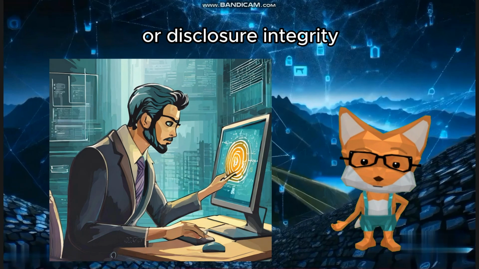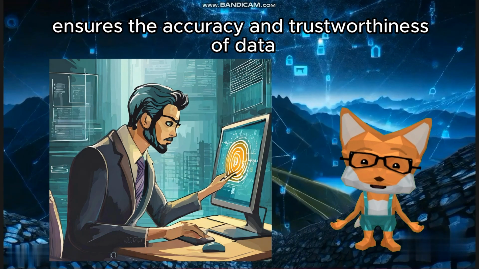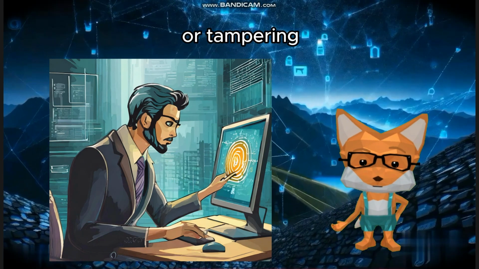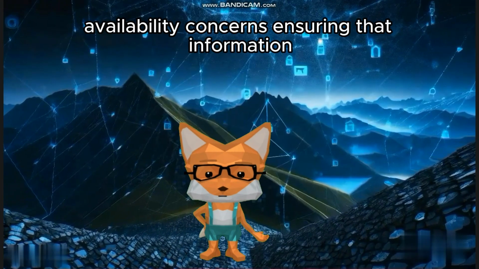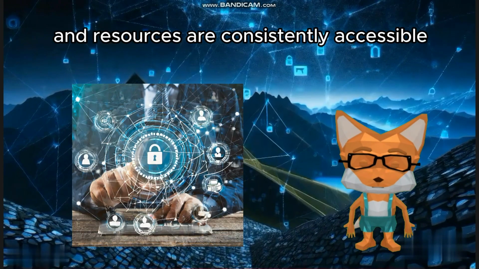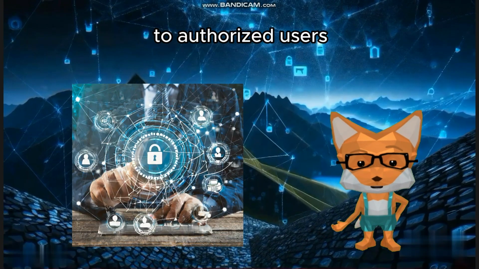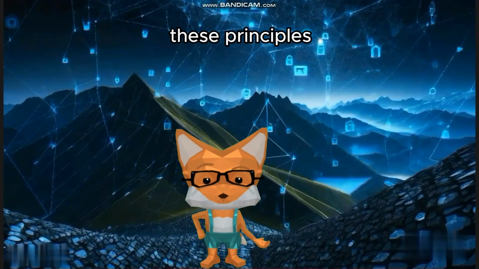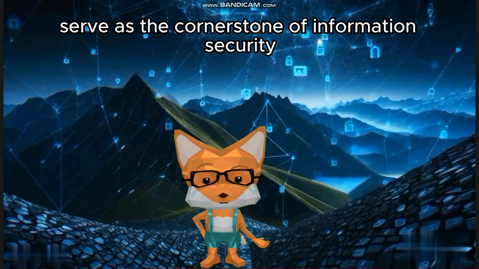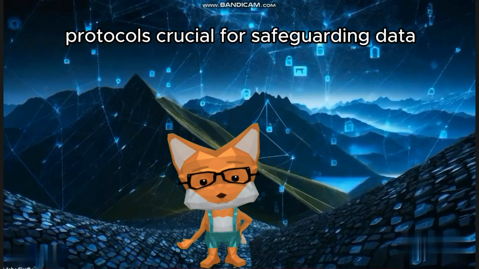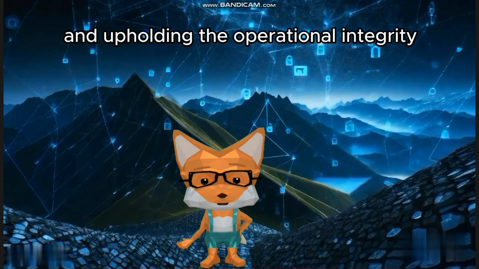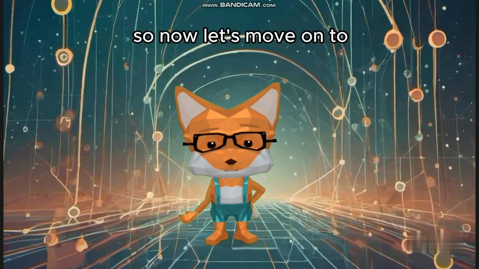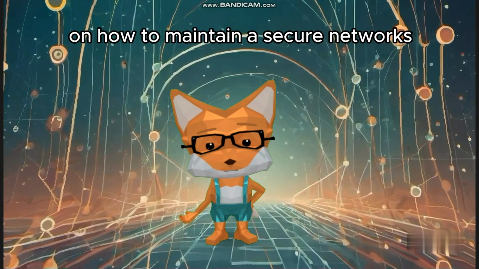Integrity ensures the accuracy and trustworthiness of data by guarding against unauthorized alterations or tampering. Availability concerns ensuring that information and resources are consistently accessible to authorized users without any disruptions or denial of service. These principles serve as the cornerstone of information security protocols, crucial for safeguarding data and upholding the operational integrity of computer networks.